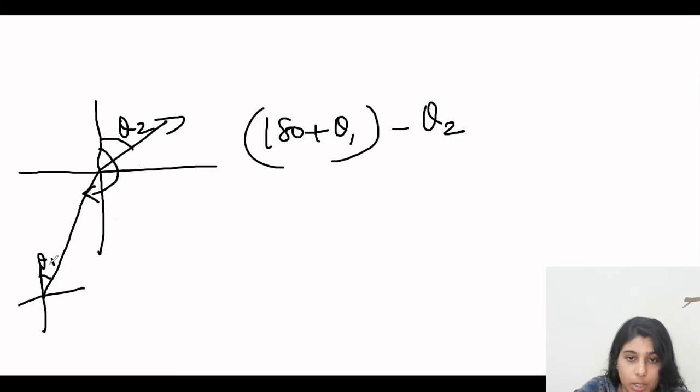That means from here to here it will be what? Already from here to here we know that the difference is 180 degrees. That means theta 1 plus 180 degrees will be this angle. So the total 180 degrees plus theta 1 is this angle. Out of it, if we subtract this theta 2, we will get this included angle.